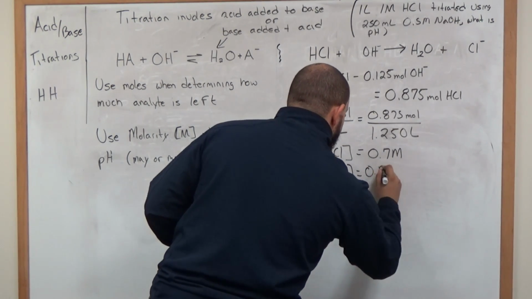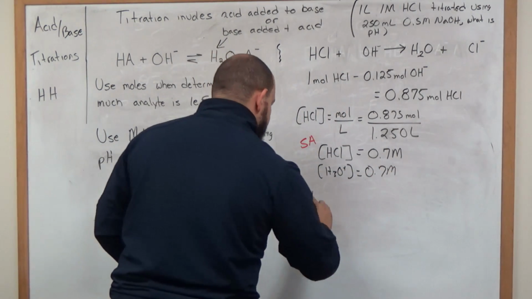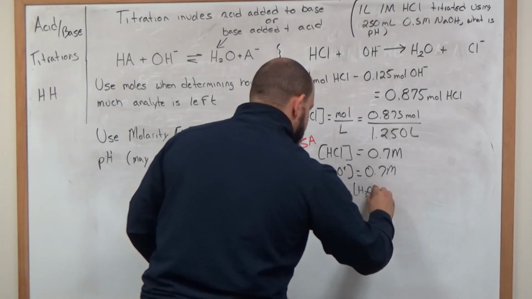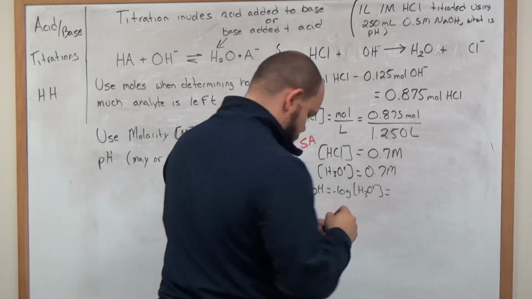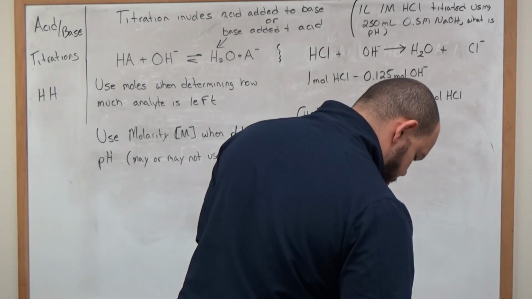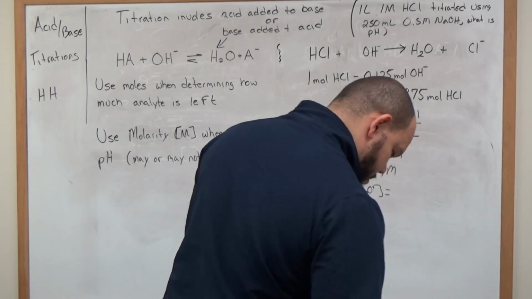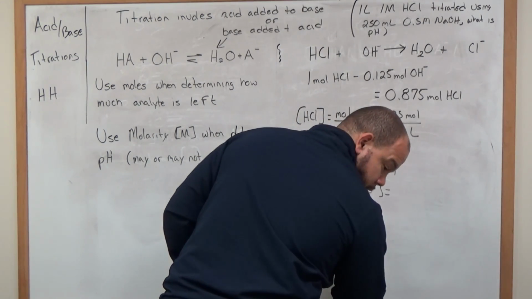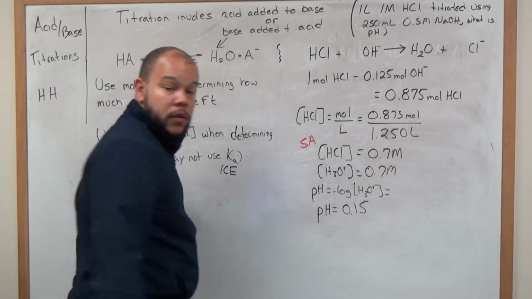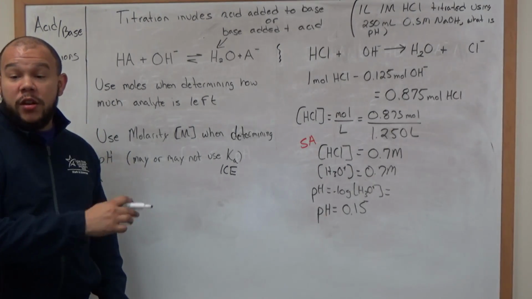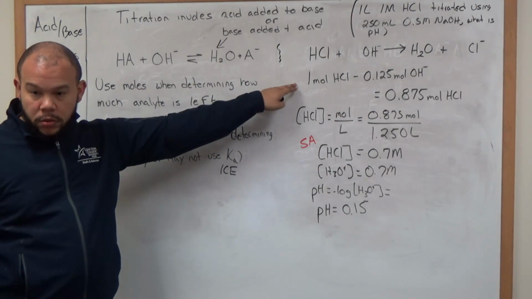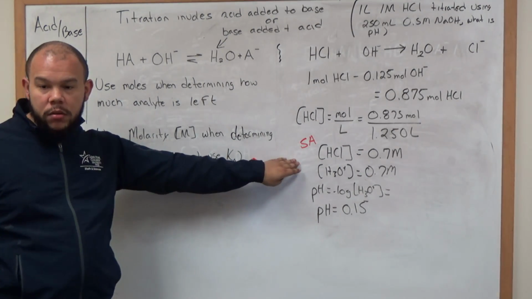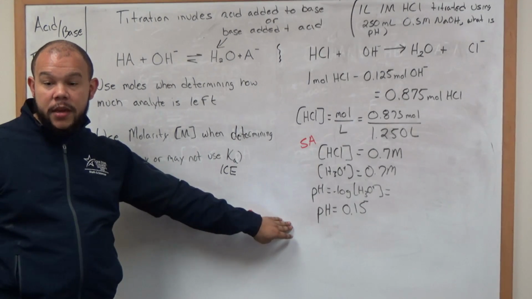which equals 0.7 molar, and pH again equals negative log of H3O+, which equals 0.15. Again, in titration, we worry about moles to find out how much we have left. We worry about concentration to determine a particular pH.